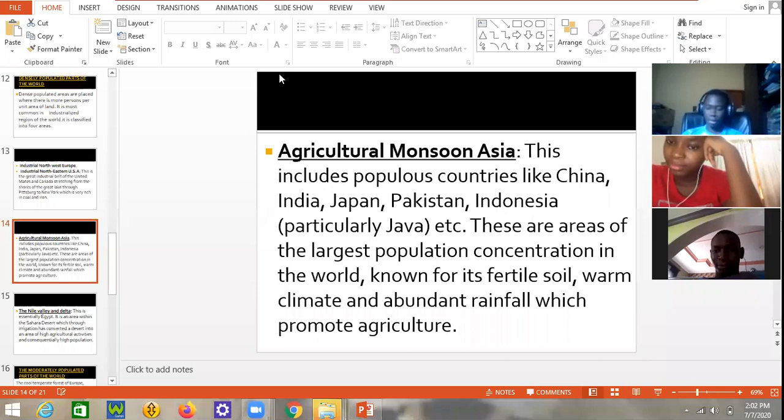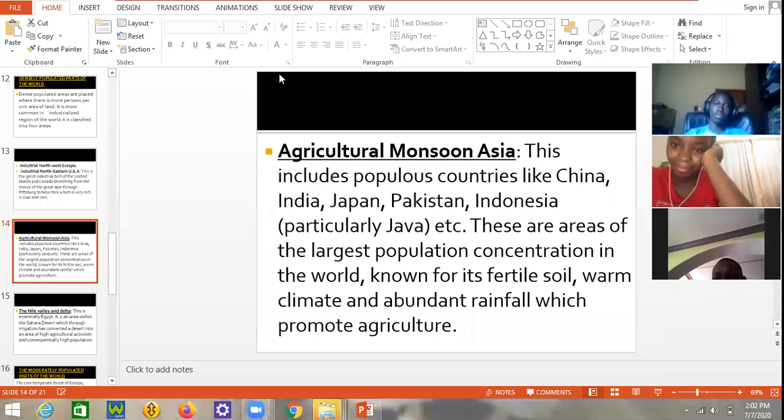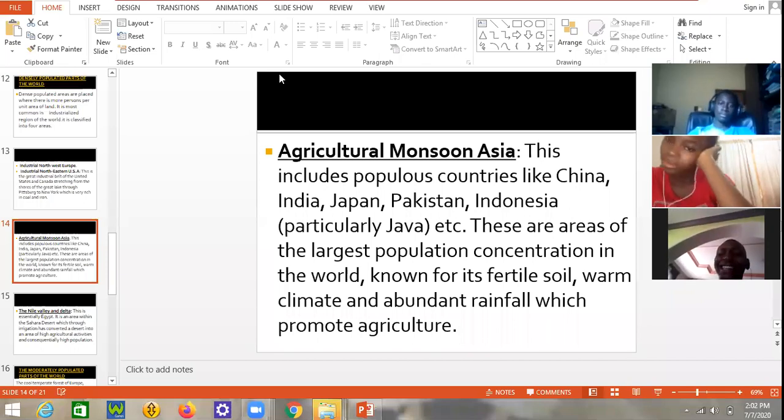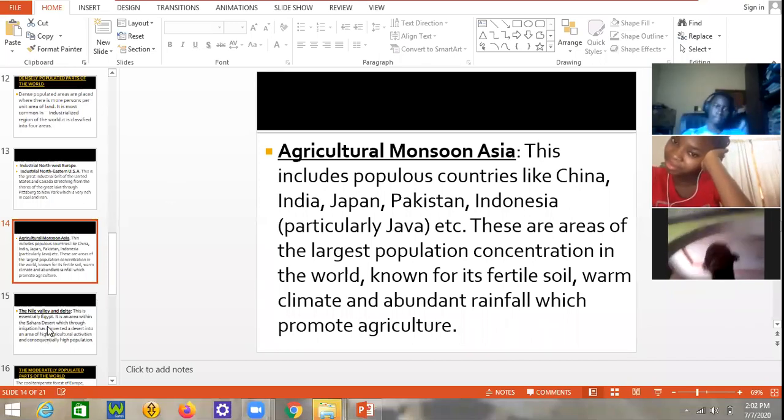You can imagine a country that has fertile soil, warm climate, abundant rainfall. That is what agriculture needs. When these factors are there, the population naturally will move to those areas.